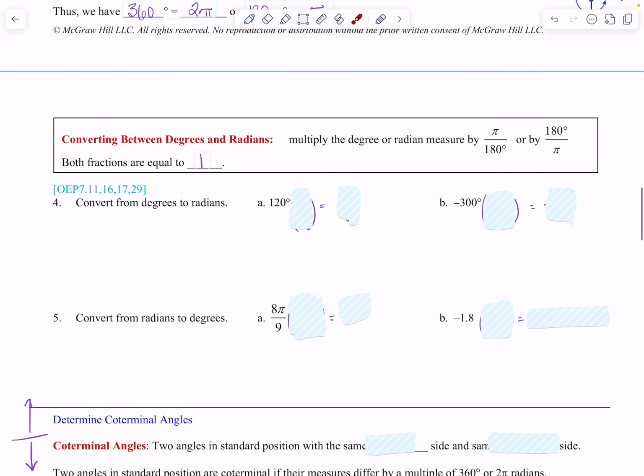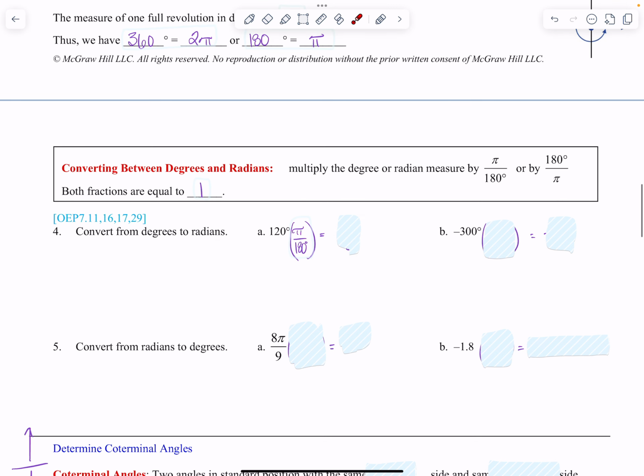Okay, so let's take a look at how to convert from degrees to radians. Notice that I'm starting out with 120 degrees, and I want my degrees to go away, and I want my answer to only have radians. So in order to do this, I'm going to opt for the pi over 180. And you say, well, why? Because my degrees will cancel each other out.